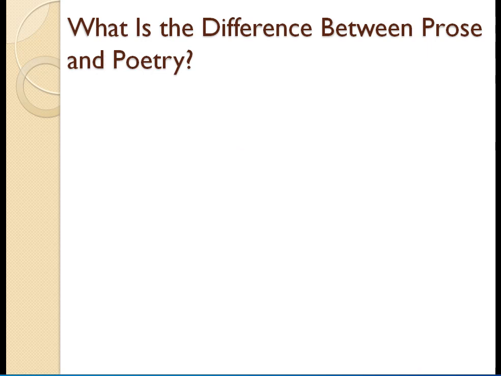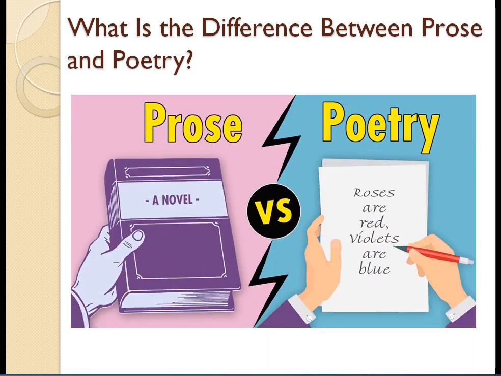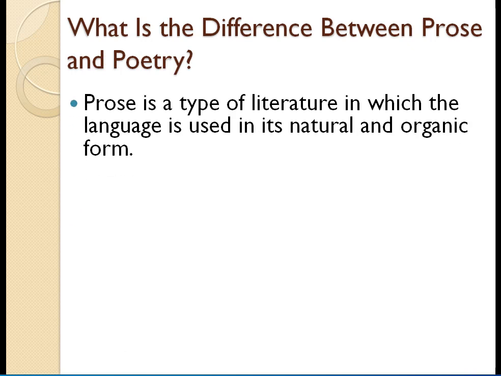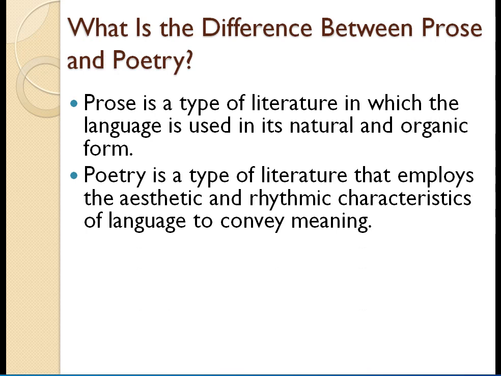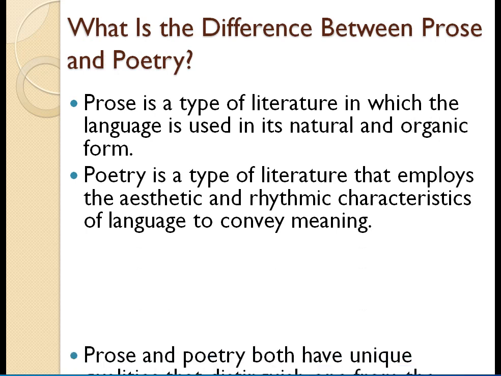What is the difference between prose and poetry? Prose is, for example, a novel, versus poetry, like "Roses are red, violets are blue." Prose is a type of literature in which the language is used in its natural and organic form. Poetry is a type of literature that employs the aesthetic and rhythmic characteristics of language to convey meaning.